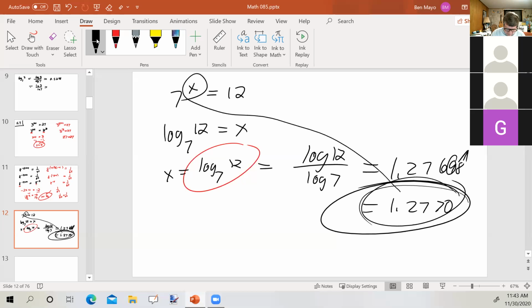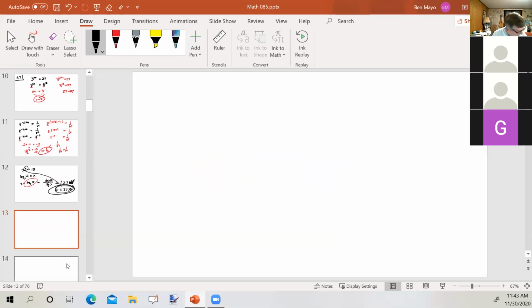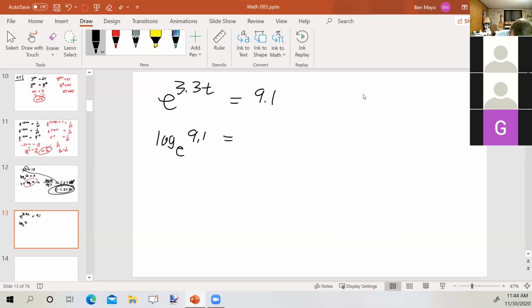No. All right. Good. Here's another example. e to the 3.3t power equals 9.1. Well, again, I don't know how to take 9.1 and write it as e to some power. So I'm going to change this exponential equation into a logarithmic equation, which would be log base e of 9.1 equals 3.3t.